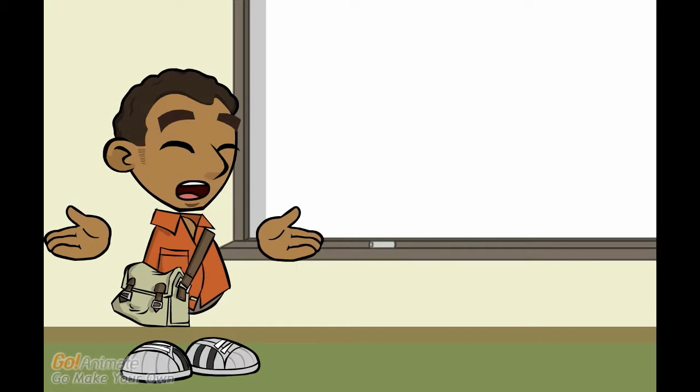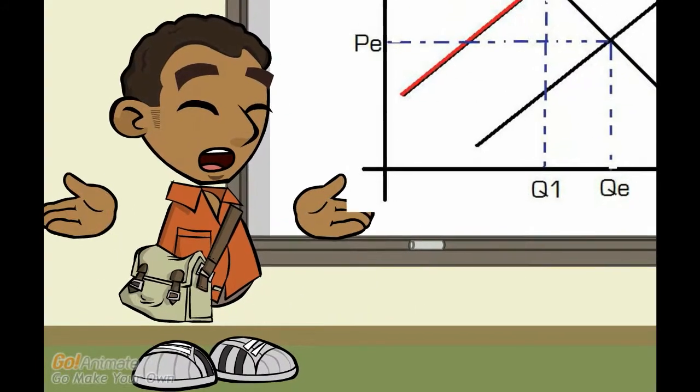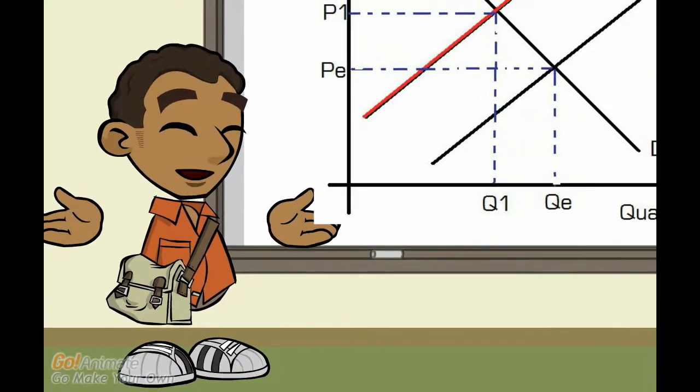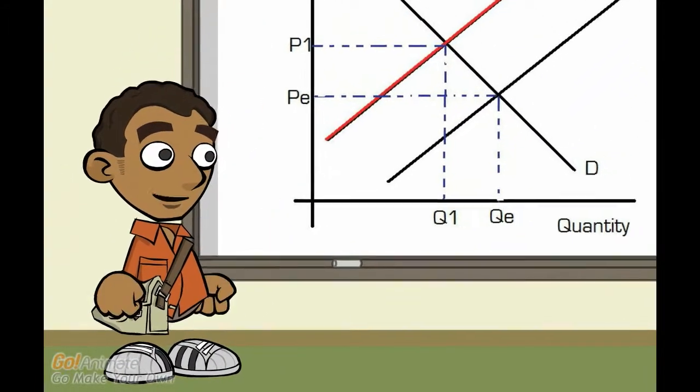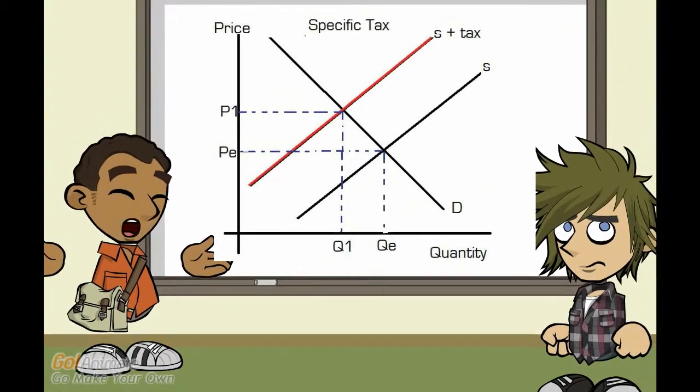There are two types of taxes, specific and percentage taxes. Specific taxes are fixed taxes. Whatever the price, the amount of tax imposed is the same. This is the specific tax graph. As you can see, the supply curve shifts upwards.